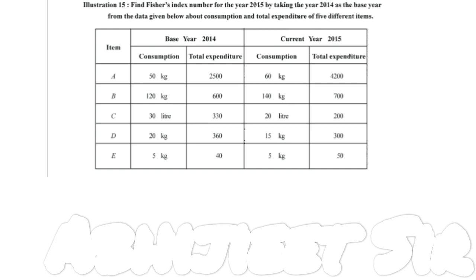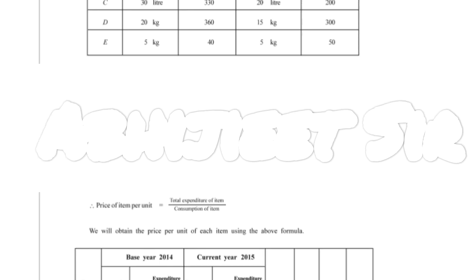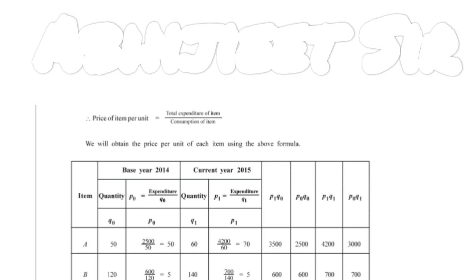Consumption means Q, quantity. So for base year, Q0 is given and P0Q0 is given. For current year, Q1 is given and P1Q1 is given. We need P0 also, we need P1 also. So see what they have done.